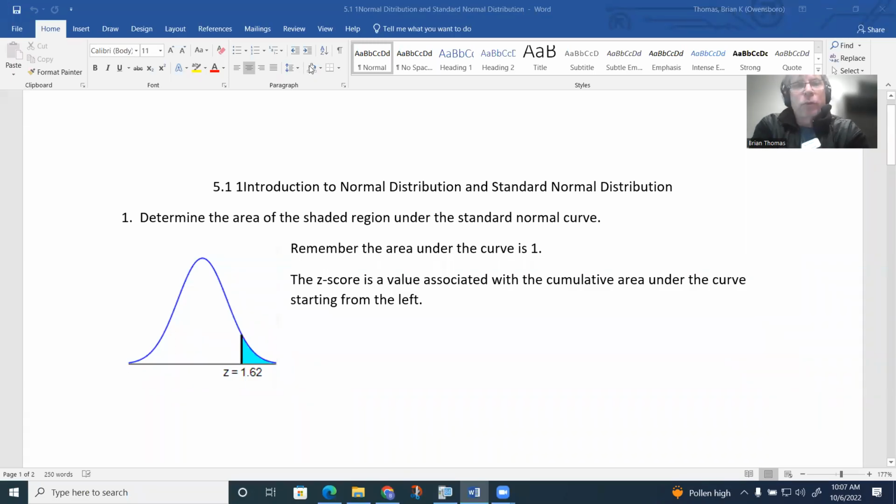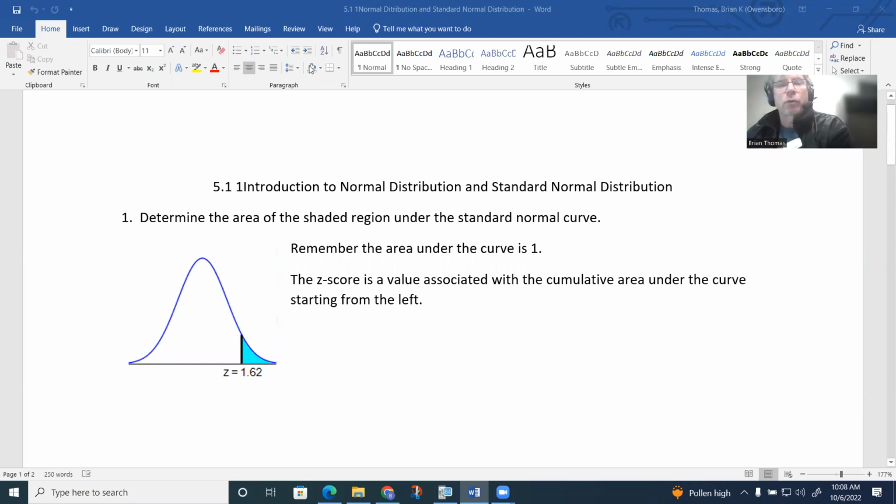So in lesson 5.1, I want to do a few examples out of the homework to make sure we're on the same page. The first one we're working with is: determine the area of the shaded region under the standard normal curve.